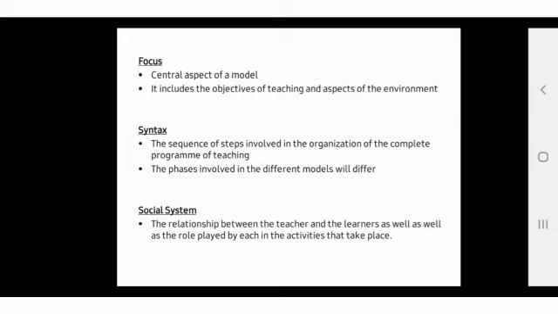Social system. The relationship between the teacher and the learner, as well as the role played by them in each activities that take place. Class is a miniature of society in which the teacher and learner are the major components. The relationship between the teacher and the learners, as well as the role played by each in the activities that take place, define the nature of social system. Since class is a miniature of society, the nature of classroom is the social system.